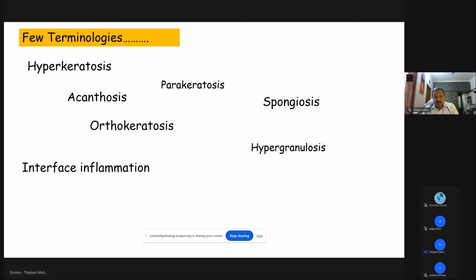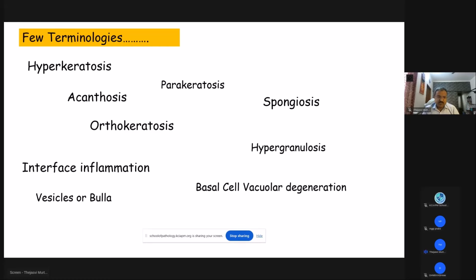hypergranulosis. Then we also have the commonly used terminology of interface inflammation. What is interface inflammation? It is nothing but inflammation in the dermoepidermal junction. We commonly use this term especially when we go towards lichen planus and other disorders. Basal cell vacuolar degeneration is nothing but hydropic degeneration of the basal cells, where you see empty appearing, vacuolated cytoplasm of the basal cells.